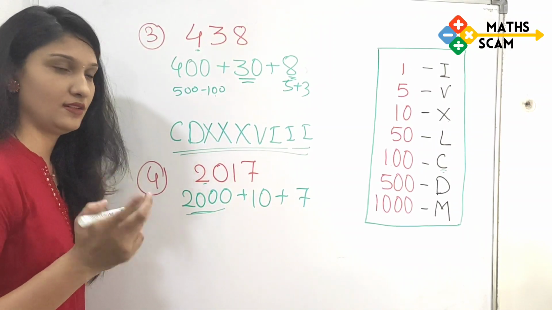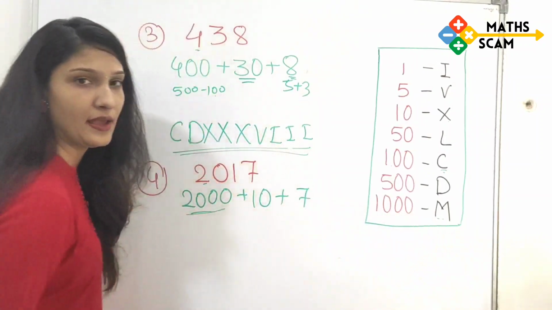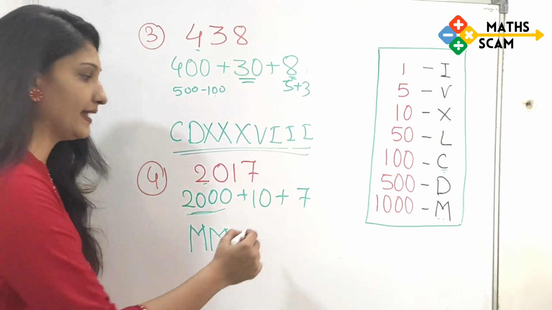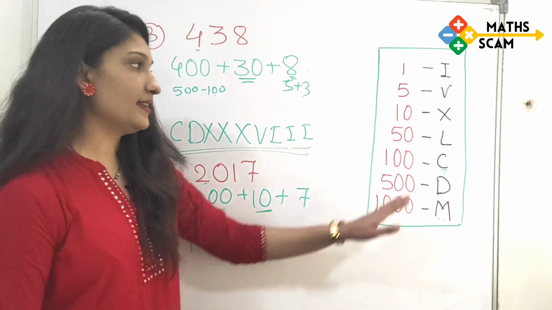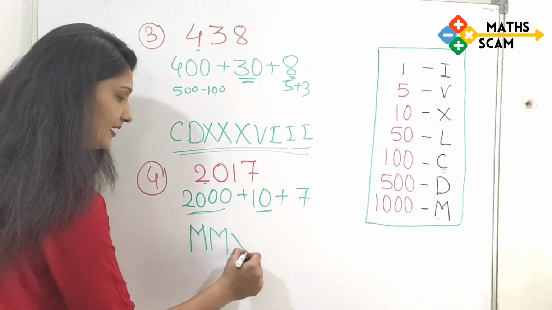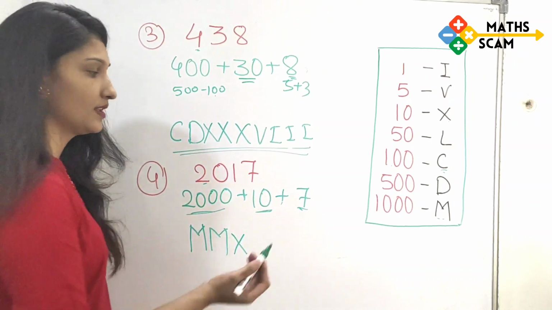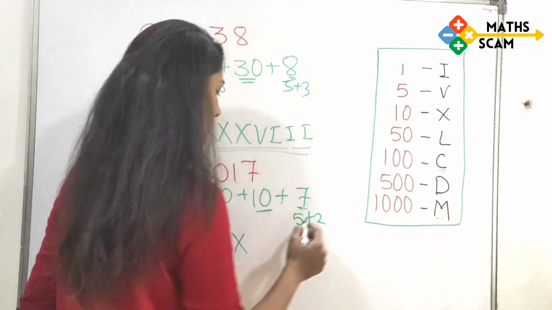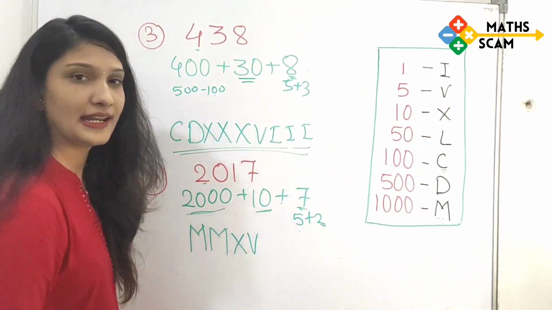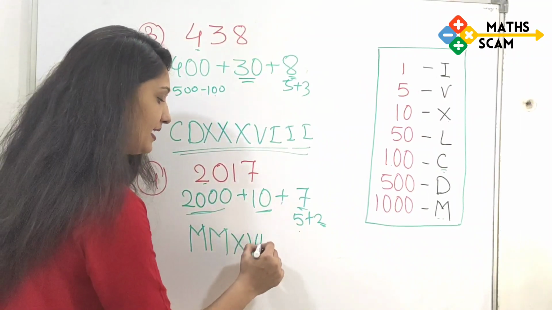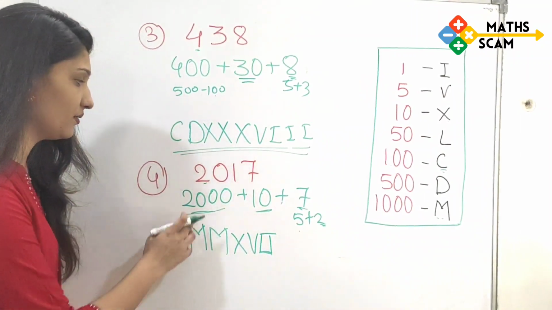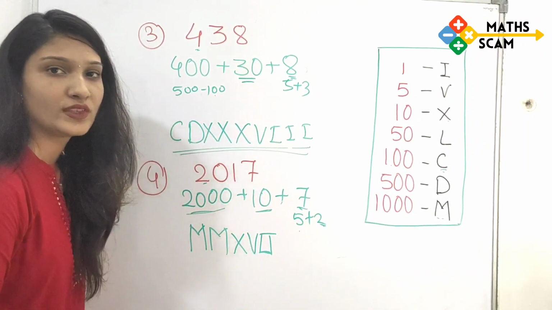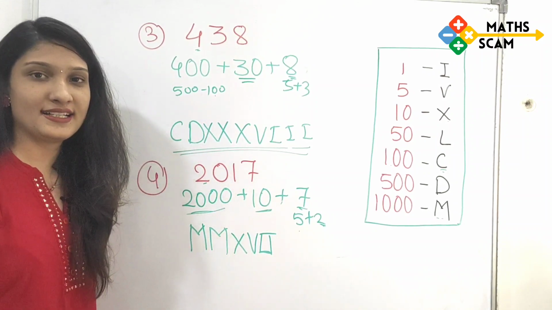1000 as 2 times. Okay. So what is 1000? M. So write M 2 times. Then 10. How can we write 10? X. So write X. And 7 as 5 plus 2. 5 is V. So write V. And 2 can be written as 2 times I. So write 2 times I. So 2017 can be written as M double M X V double I in Roman. You got it?